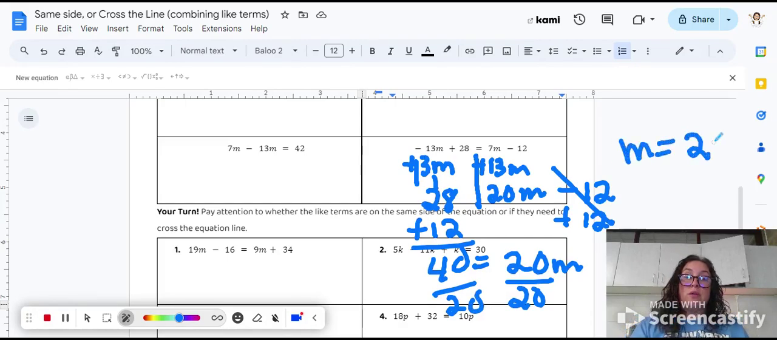All right, so I want you to try the ones that are listed below. Compare your answers with a friend. Use this as a notes sheet to do the rest of your work and to study for your quiz.